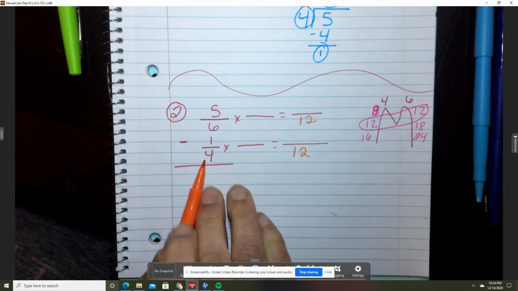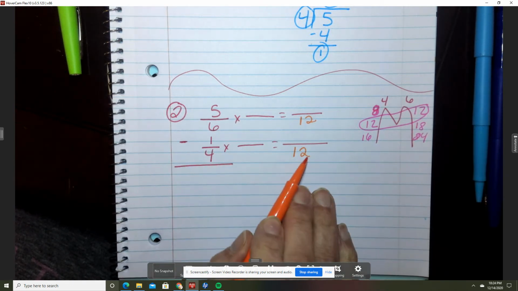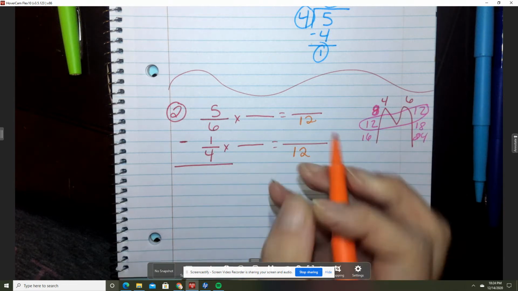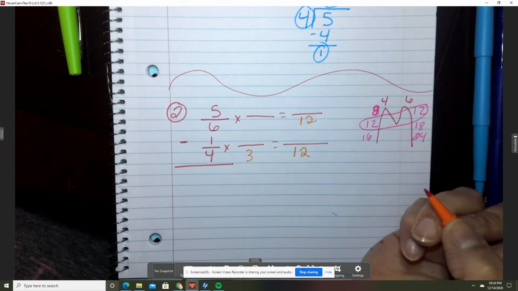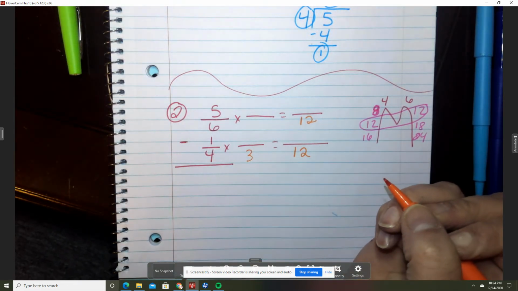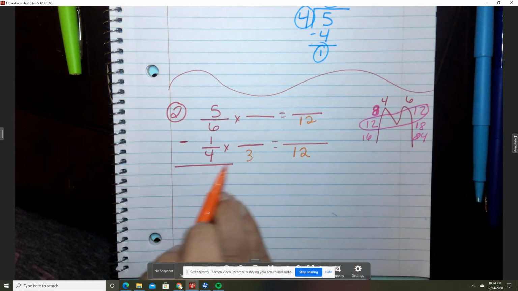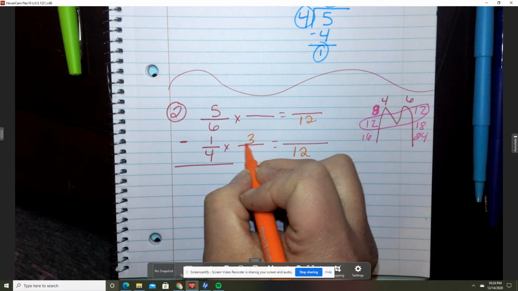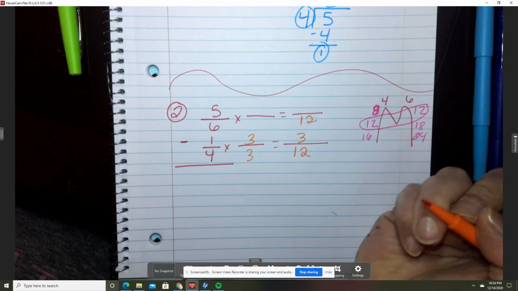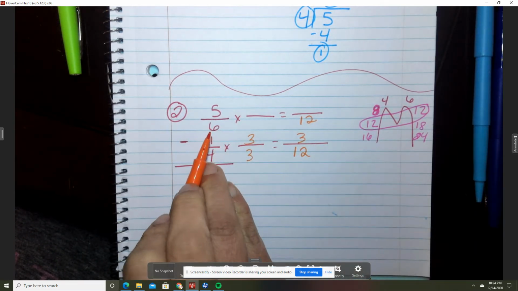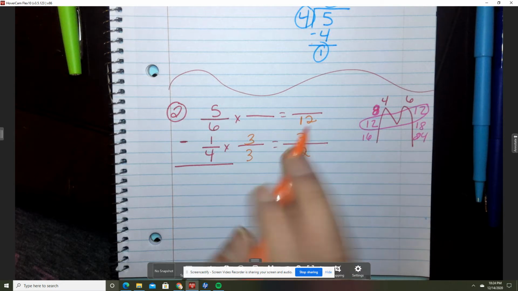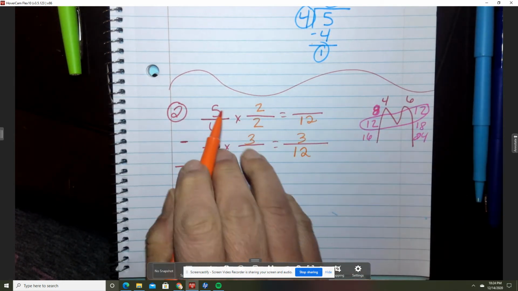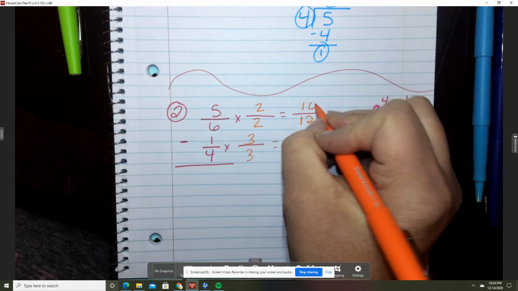Okay. What did I do to that 4 to get to 12? What number do I multiply 4 by to get to 12? Well, that's going to be 3. And again, if you need your multiplication chart, please use it. What you do to the bottom, you have to do to the top to make it equal. And so 1 times 3 is 3. What did you do to 6 to get to 12? Well, you multiplied by 2. What you do to the bottom, you have to do to the top. 5 times 2 is 10.